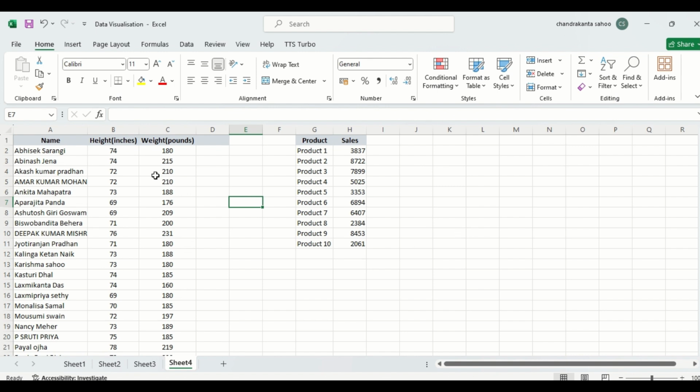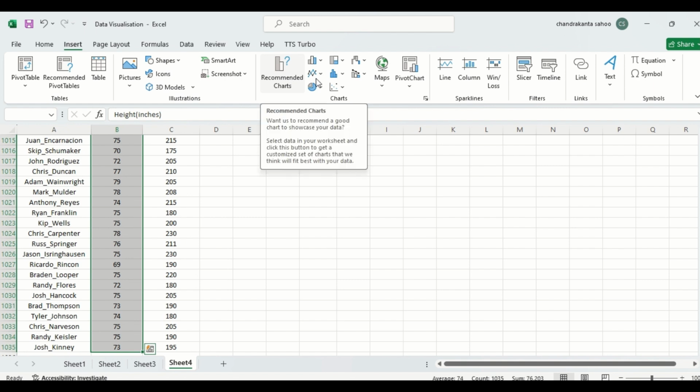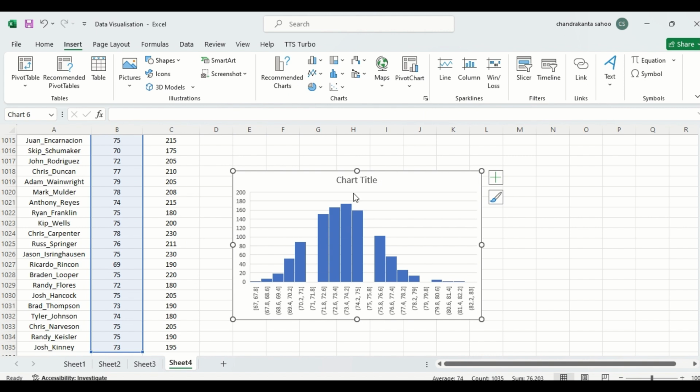So we want to see the height of people. This is also significant for selling shirts or pants kind of things. So let us see. I have selected this. Let us select this. Then insert. Then here we are having Pareto charts. Sorry, this is histogram. You can see this is the histogram.